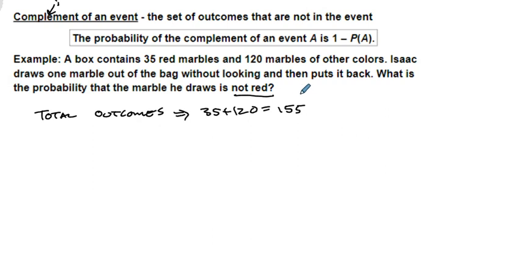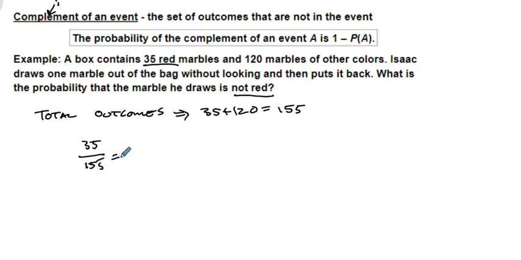All right. So the easiest way to figure that out, sometimes, is to say, okay, let's figure out what the probability would be if he did choose red, and then the answer would be the complement of that. It would be just subtracting that from one. All right, so let's do that. So we're going to do 35 red marbles. That's the number of possible favorable outcomes for choosing red, and then out of a total of 155.